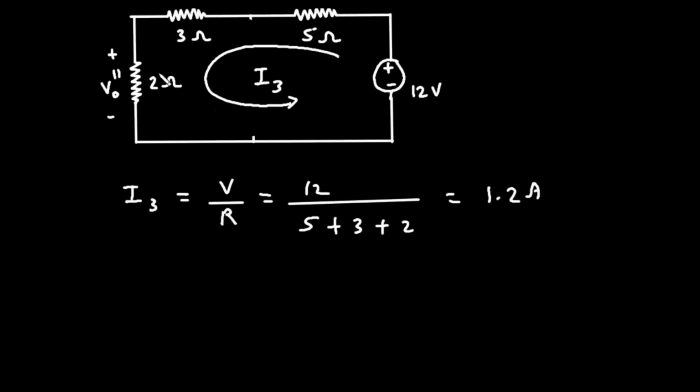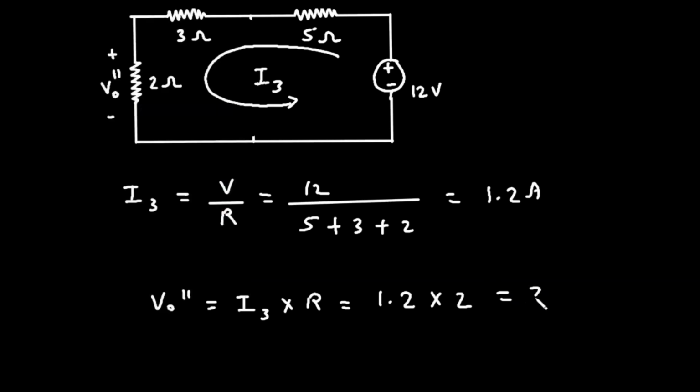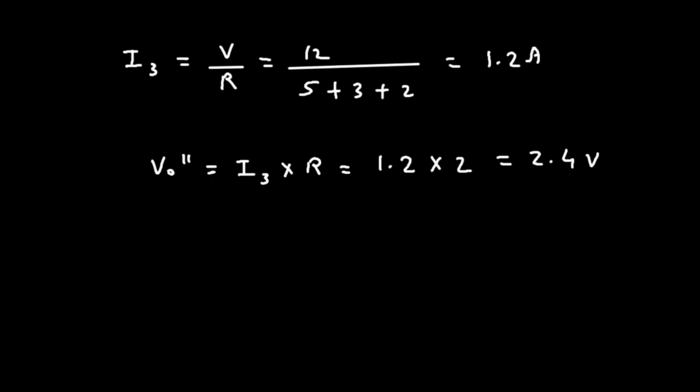So it is 1.2 ampere. Now we got the value of current and we also have the value of resistance. So therefore VO double prime will be equal to I3 into R. I3 value is 1.2, into resistance value 2 ohm. So 1.2 into 2, it is 2.4 volt. So VO double prime is equal to 2.4 volts.